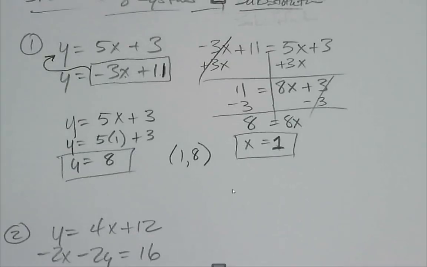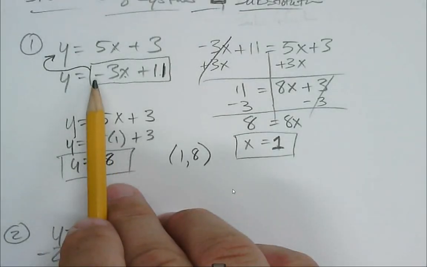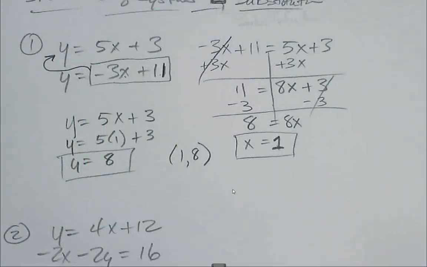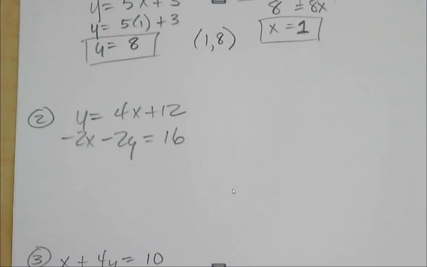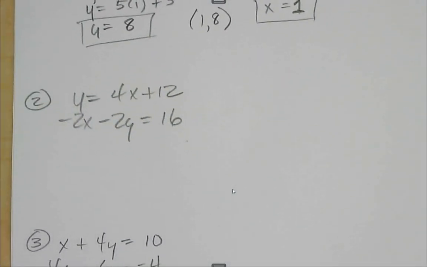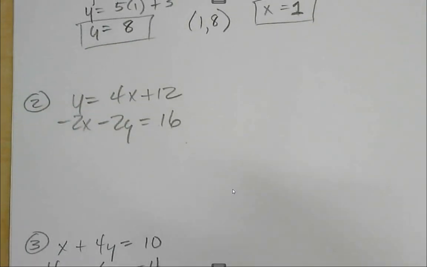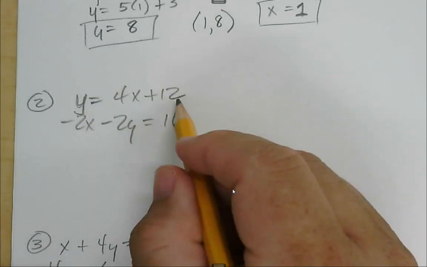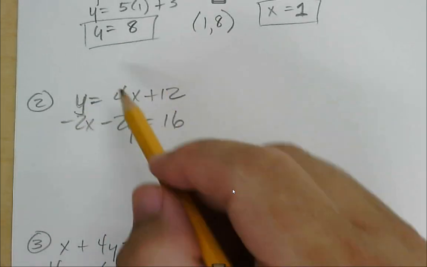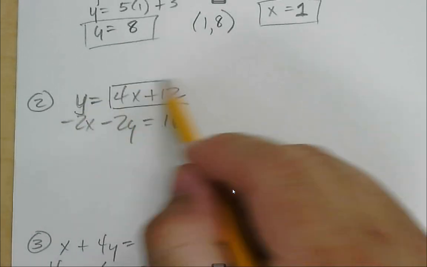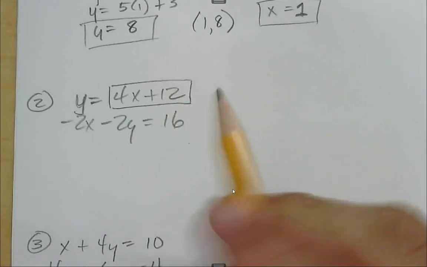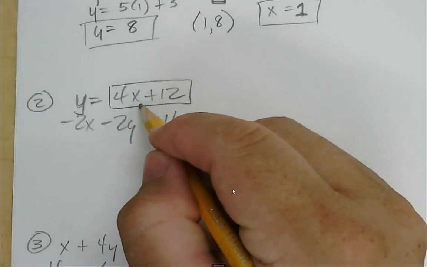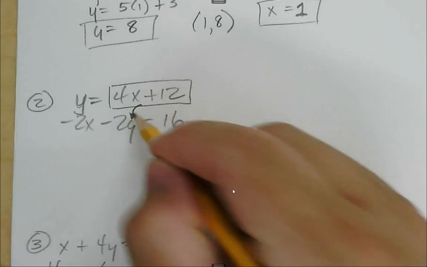Again, this works really well, not just in situations like this where you have both in slope-intercept form, but in situations like number 2, when you have at least one variable already solved. So if you notice, I already have y equals 4x plus 12. So now that I know that that is the value of y, then I could substitute that value for y in for this y right here.